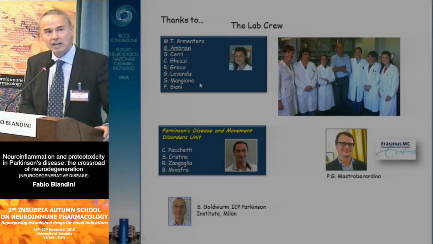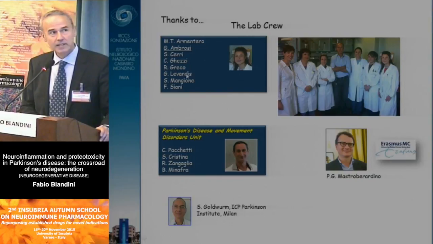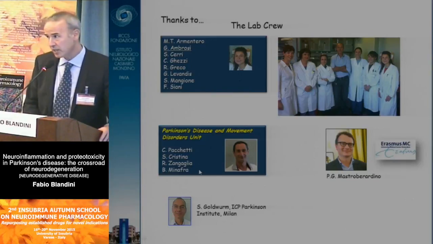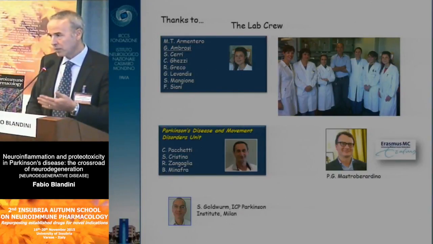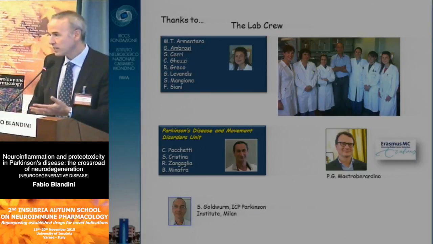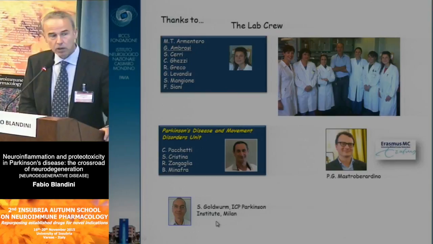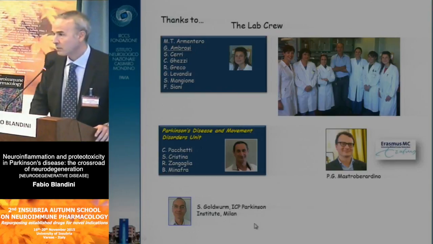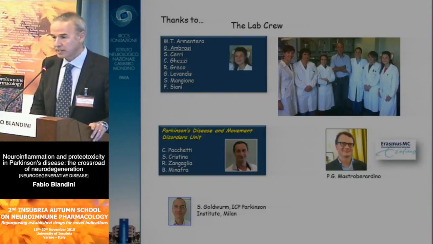So this is the lab crew. Julia, who I already mentioned, who's present here today, and the other people in the lab: Silvia Ceri, Cristina Ghezzi, Rosetta Greco, Giovanna Levandis, Stefania Mangione, Francesca Siari. This is the Parkinson's disease unit led by Claudio Pacchetti. These are the clinicians, who are very important to us because we work a lot on animal models, but we also work a lot on PD patients. And without the help of clinicians, it would be impossible to see both sides of the coin. Stefano Goldwurm is the geneticist at the Parkinson Institute in Milan, who's helping us a lot with the recruitment of GBA mutant PD patients. Pier Giorgio Mastroberardino is our agent in Rotterdam at the Erasmus Medical Center.